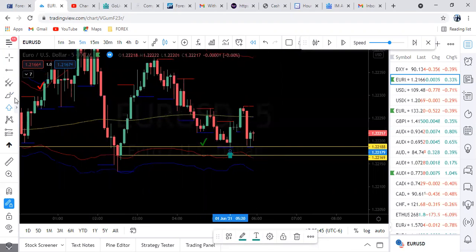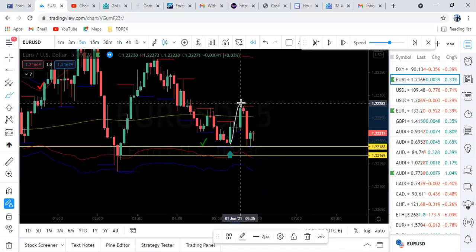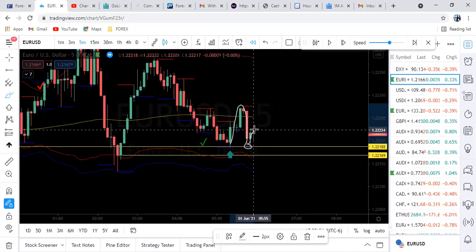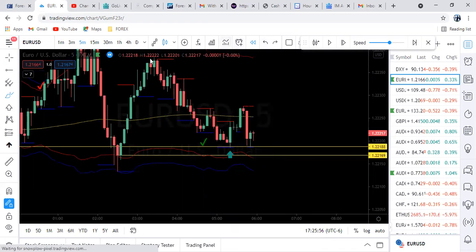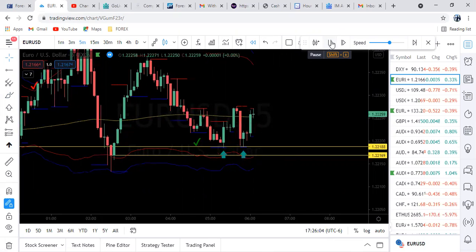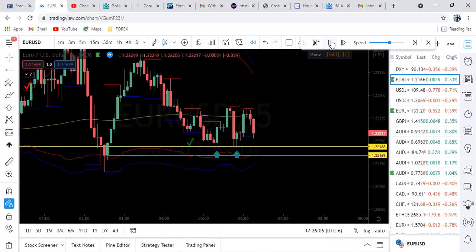It pushed up from here, came, touch, pushed up, came back, retest, and did what? Pushed back up as well. So this is my second area to buy. Boom. Okay, so let's play and see what's going on. Guys, that was a clear.